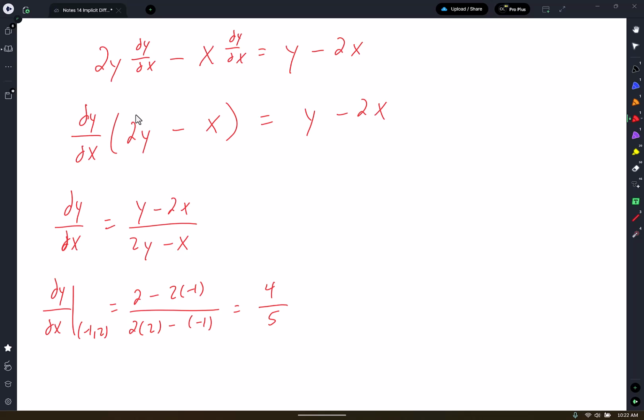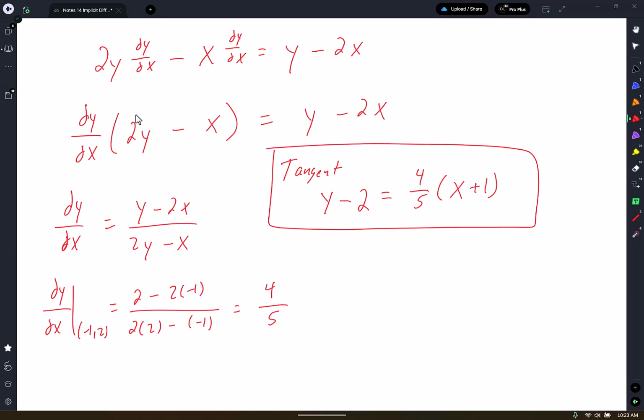So there's my slope. Here's my tangent. I'm going to write the word tangent. Y minus 2 equals 4/5 x plus 1. Do I have to do anything else? You can leave it like that. In a little bit, we'll figure it out.